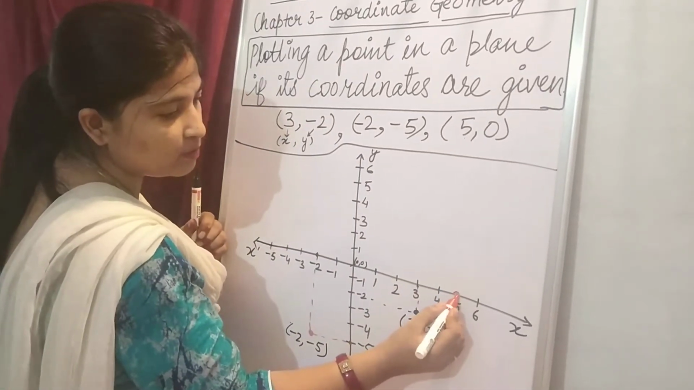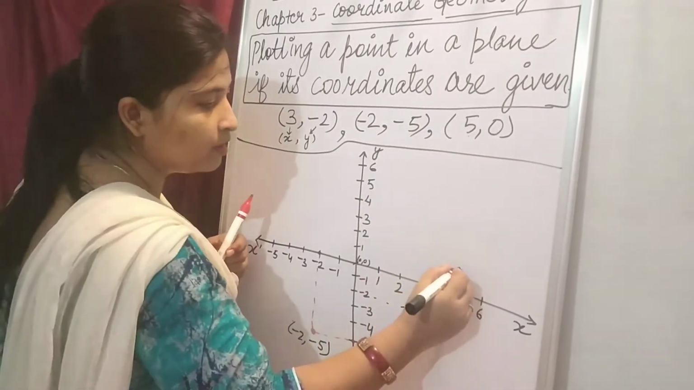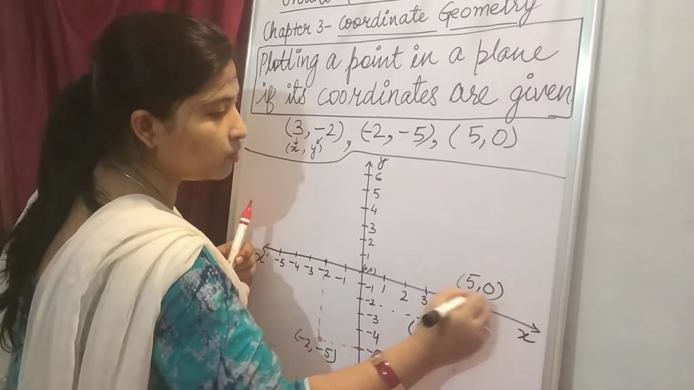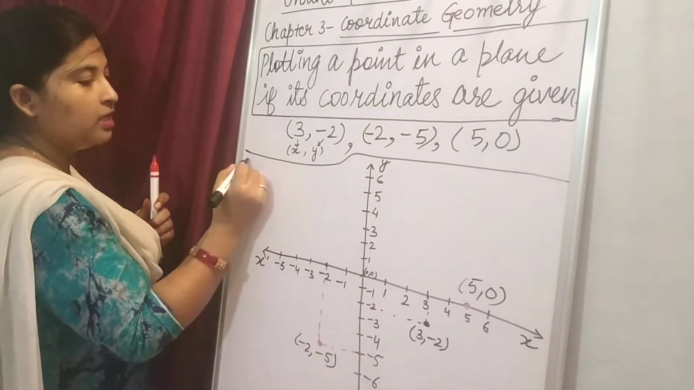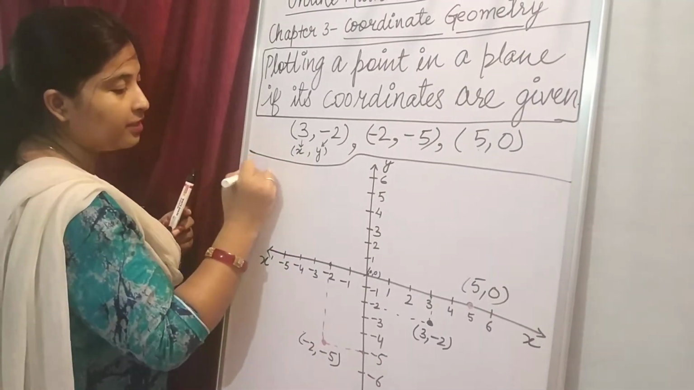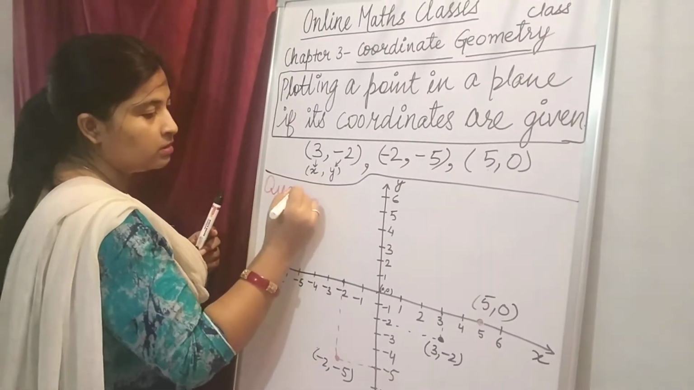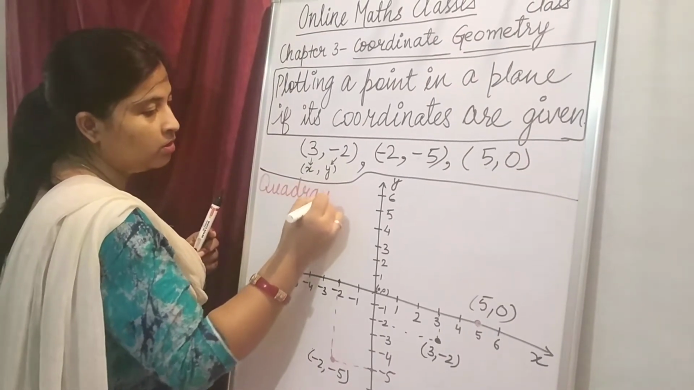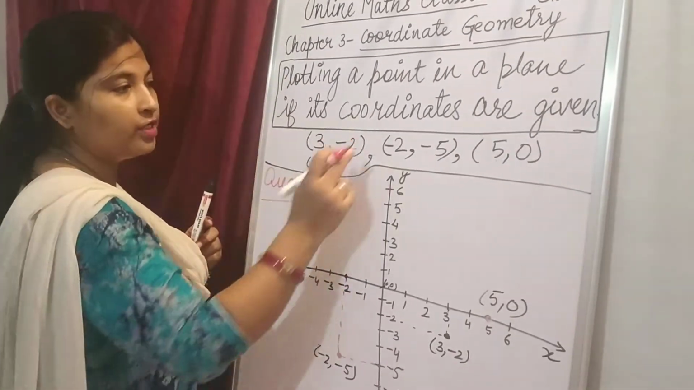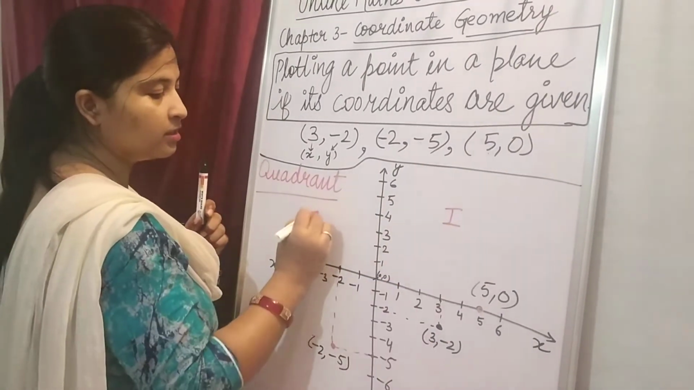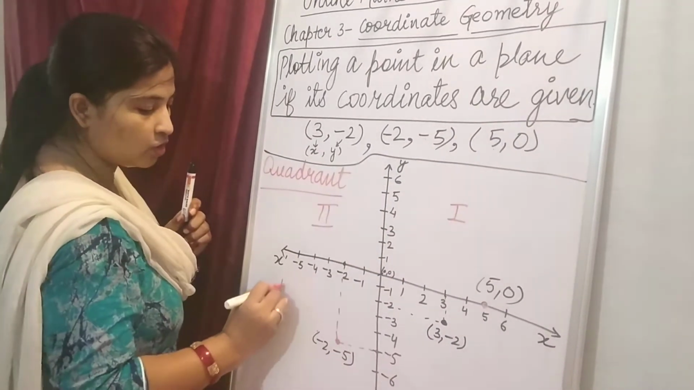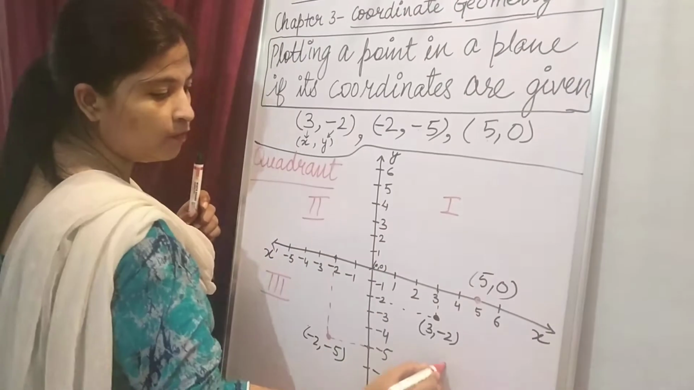So this point is my (5, 0). Okay, now I'll talk about the coordinate. One more question is coming, that in which quadrant these points are lying. Okay, so like you can see, this is your first quadrant, this is your second quadrant, this is your third quadrant, this is your fourth quadrant.